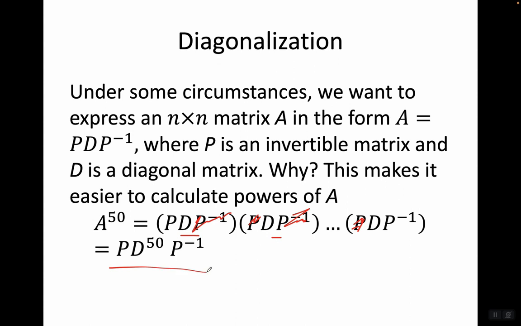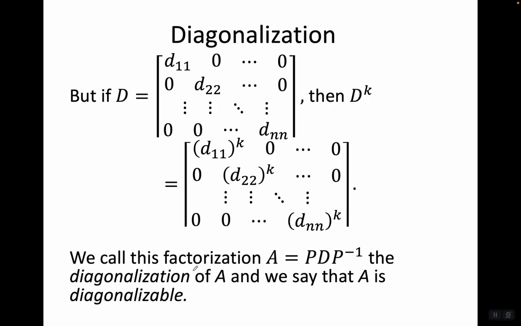Well, that's great, but how are we going to calculate D to the 50th? It's actually not that difficult. Remember that D is a diagonal matrix, which means that if there are any non-zero entries, they have to be along the main diagonal. Everything below and above the main diagonal is 0. So if we have a diagonal matrix of this form, d1,1, d2,2, etc., are the entries along the diagonal, D to the k is going to be d1,1 to the k, d2,2 to the k, etc.